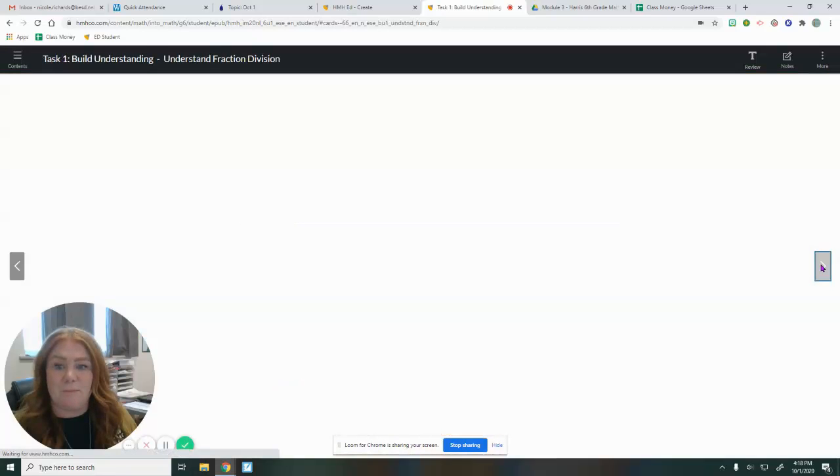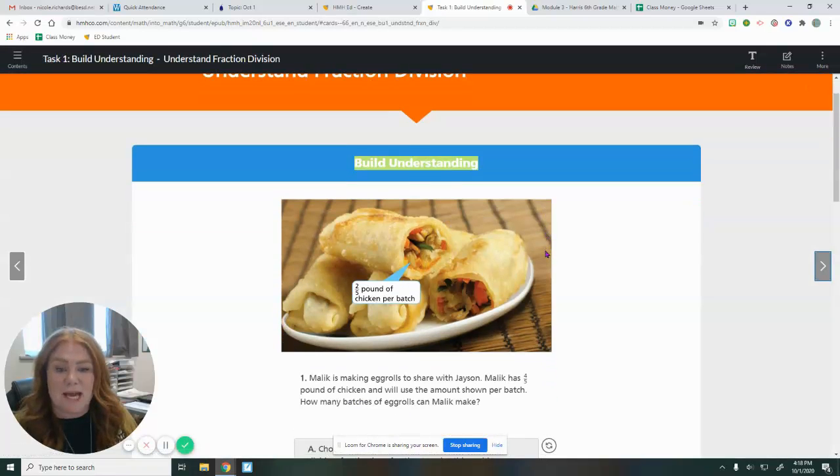Task 1 now. So task 1 is making these egg rolls. So we're all going to be really hungry today. So I don't want any sushi. So 2/5 pounds of chicken per batch.